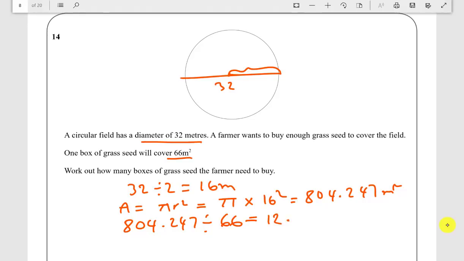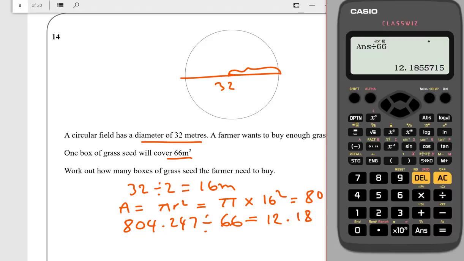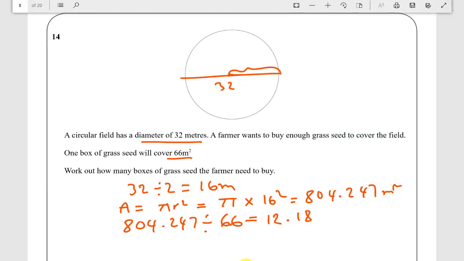So we need 12.18 boxes approximately. So we just leave it as 12.18, or you can round it to 12.19. But either way, we need to round the number of boxes up, because the shop won't sell you 0.18 of a box.